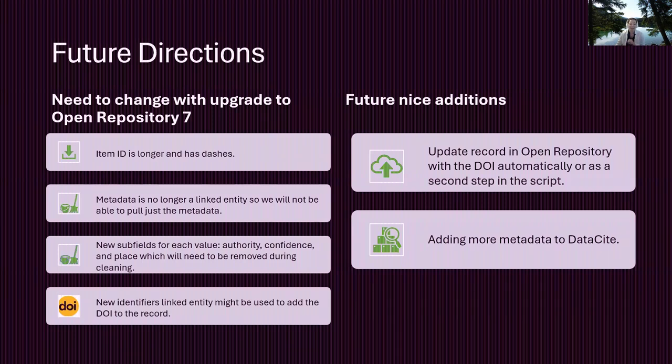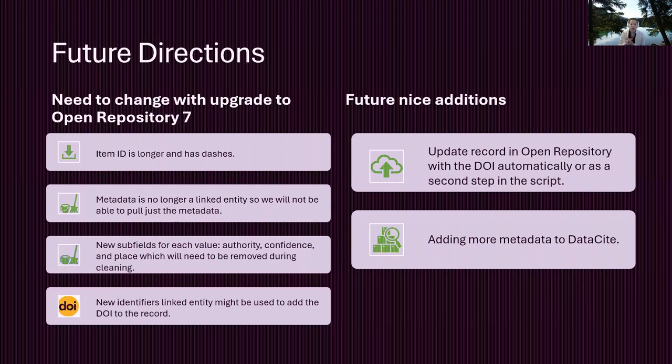The data cleaning at the beginning of the script will also be longer because metadata is no longer a linked entity. So we'll have to remove some extra information, as well as removing extra information that is in the new subfields for the value of authority, confidence, and place, as well as the possibility that the DOI will be added to the new linked identifiers entity as well.